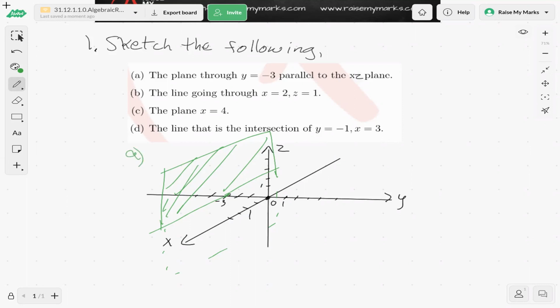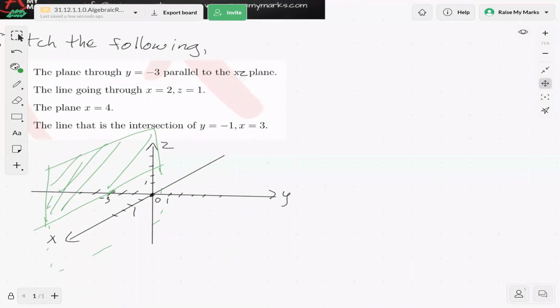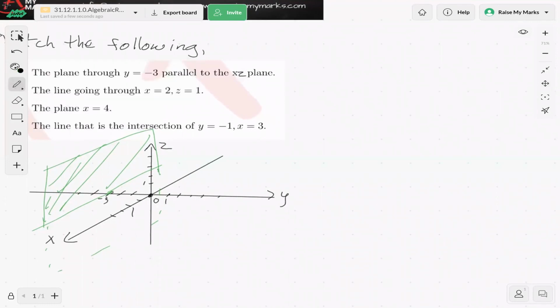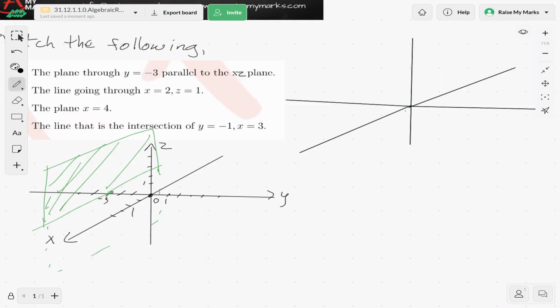Now B, the line going through x equals 2 and z equals 1. All right, so let's draw some axes again. Let's do it over here. It looks like we're only dealing with the positive parts, so we don't really need the negative parts of the axes, but we'll put them in anyway. So Z, X, and Y.